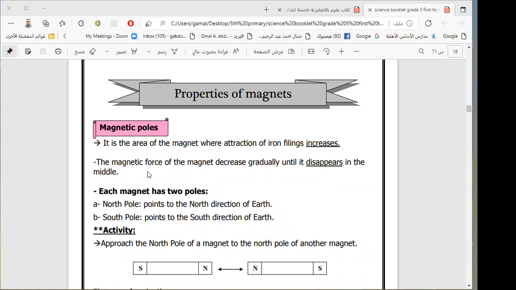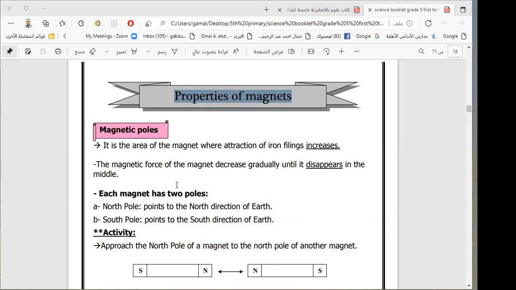Let's start our discussion, my sons, to continue our lesson. If you remember, in the last session, we started talking about the properties of magnets. Do you remember what topic we started talking about? The properties of magnets. Okay? Let's now start talking about what we have studied in the last session.